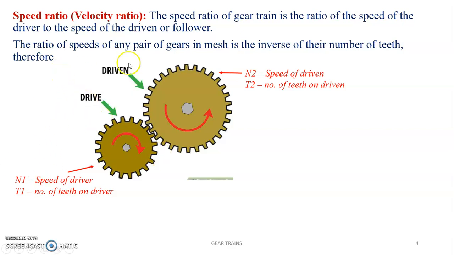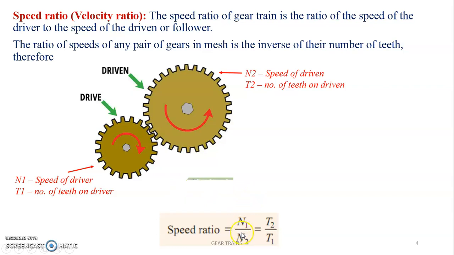Now from the definition, the speed ratio is the speed of the driver to the speed of the driven. If n1 is the speed of the driver and n2 is the speed of the driven, then the speed ratio is n1 by n2. The ratio of the speeds of any pair of gears in mesh is the inverse of the number of teeth. So n1 by n2 is equal to t2 by t1. That is the speed ratio.